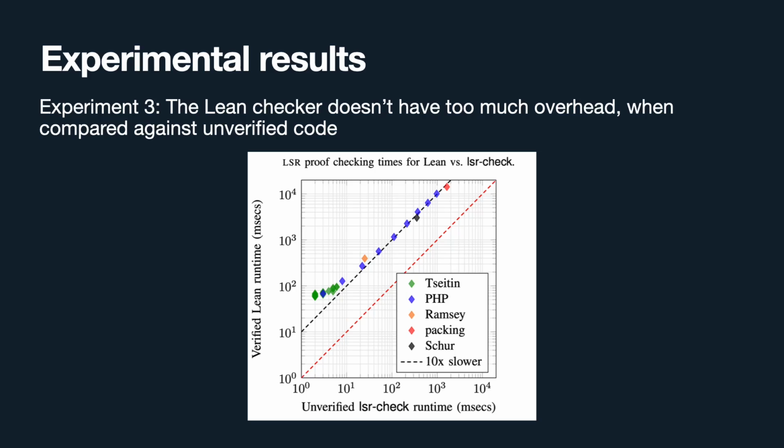But suffice to say, 10 times overhead is not that bad. The standard for these sorts of things is about 3 to 5 times, but with a little bit of work, we can probably bring this overhead down even more. Okay, so future work that we have for this line of work into SR proof checking.